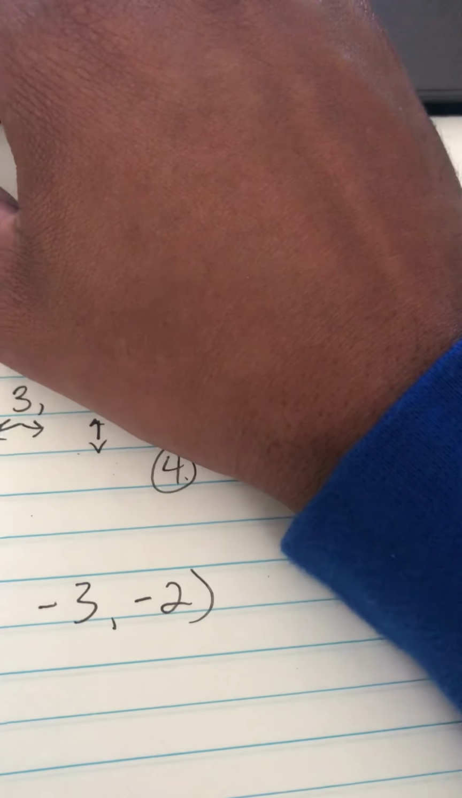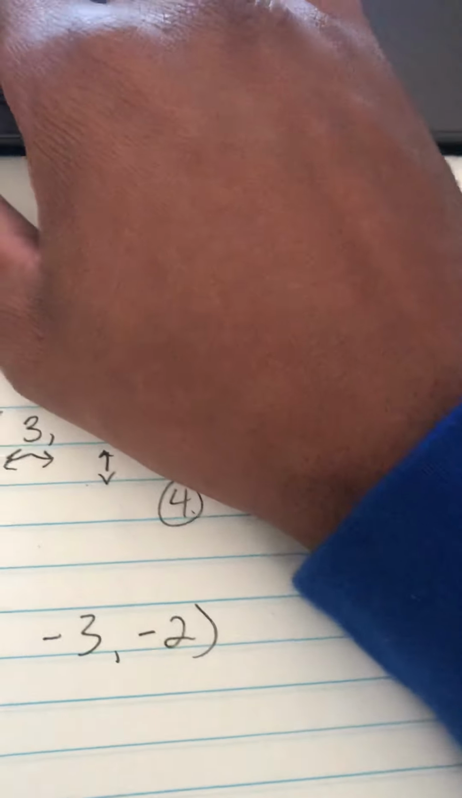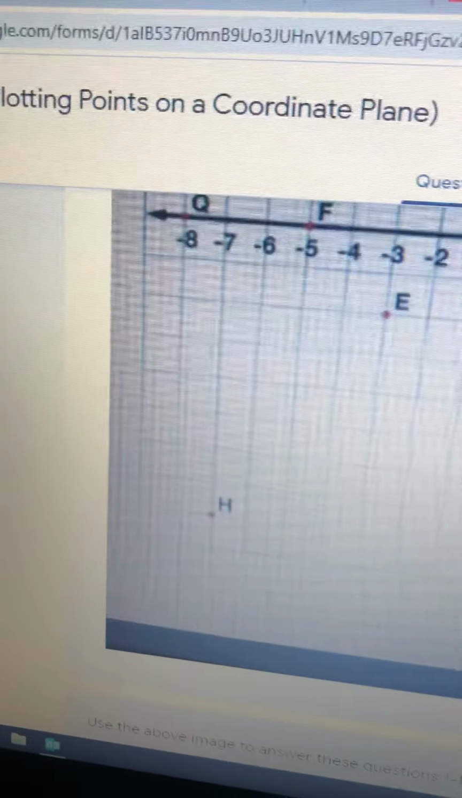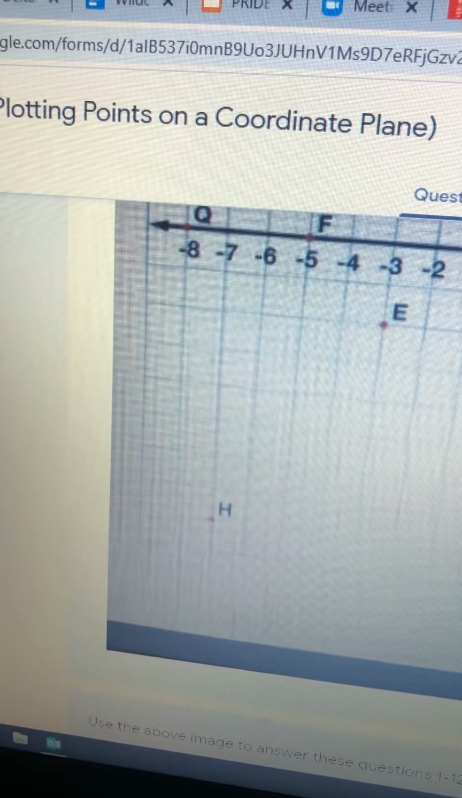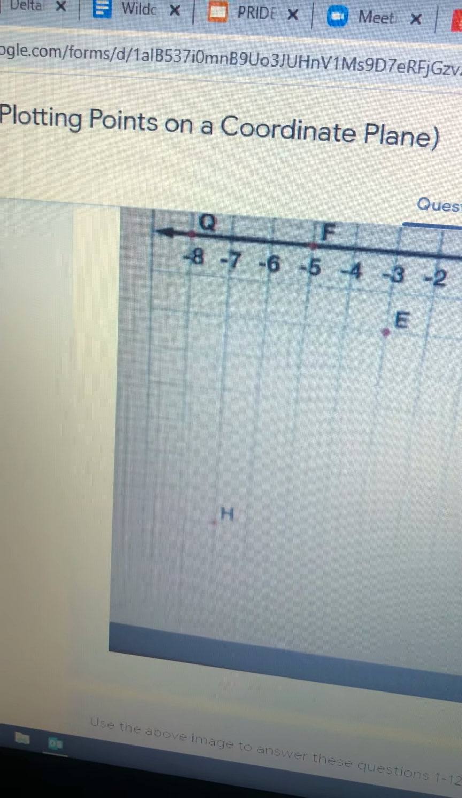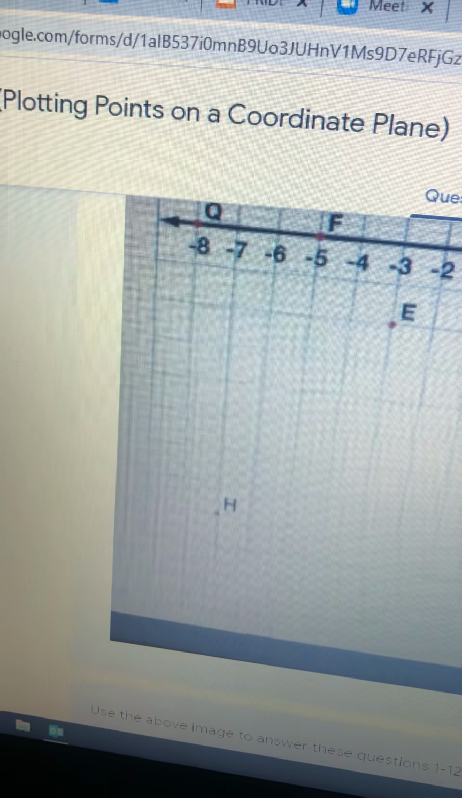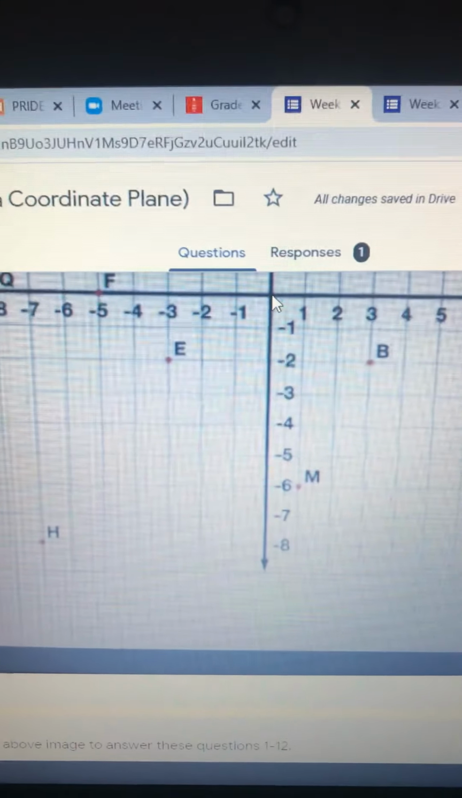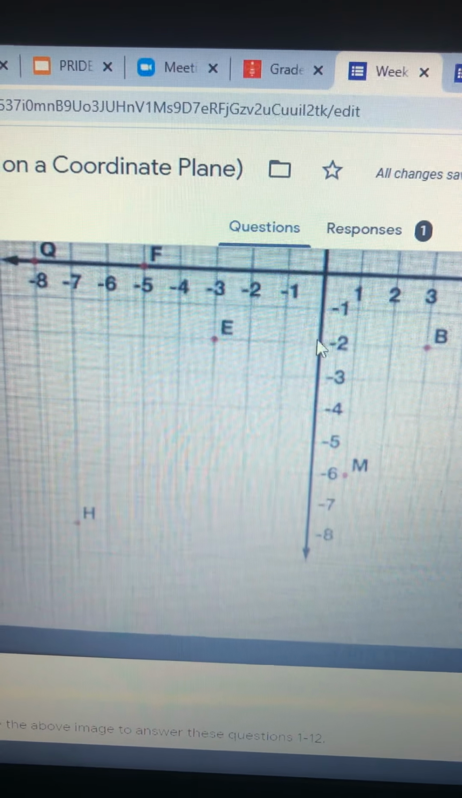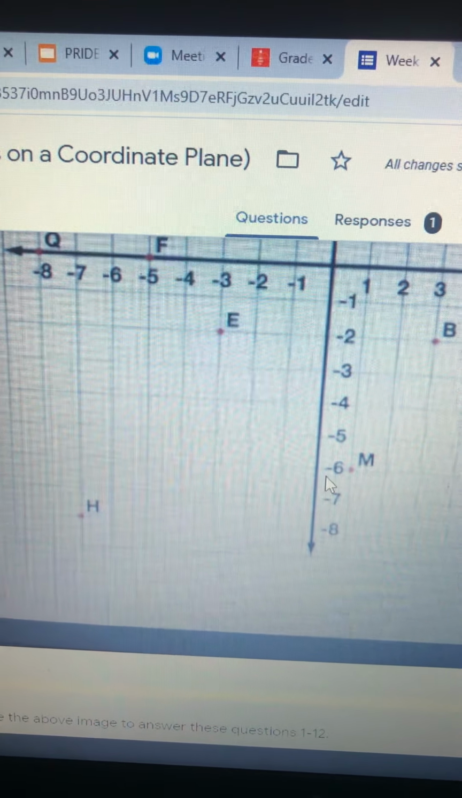Number 8, ordered pair for M. So we have to find M. And that looks like we're not moving any left or right, so we're staying at the origin, so that's gonna be 0. And then it's gonna be 1, 2, 3, 4, 5, 6. So 0, -6.